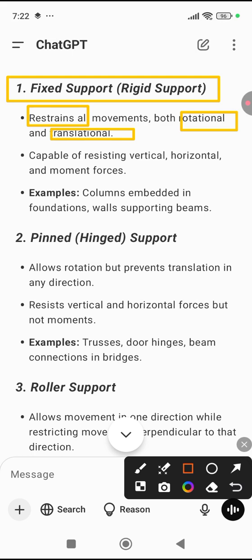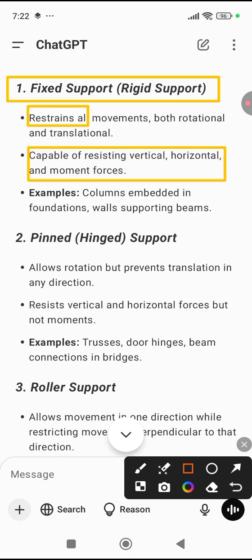And another one is that it is capable of resisting vertical, horizontal, and moment force. This fixed support possesses such capacity, it is capable of resisting vertical, horizontal, and moment force. If you talk about examples of fixed support, an example is a column embedded in a foundation. Column in foundation, this is an example of fixed support.